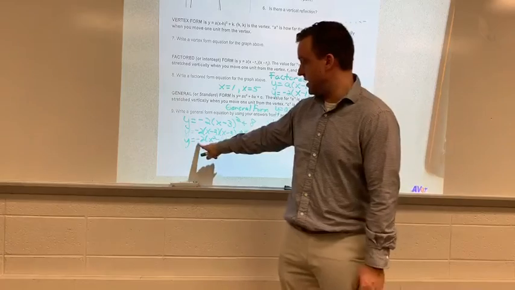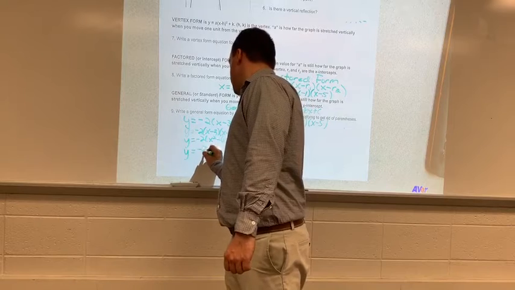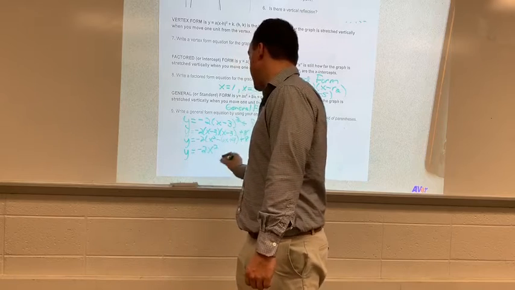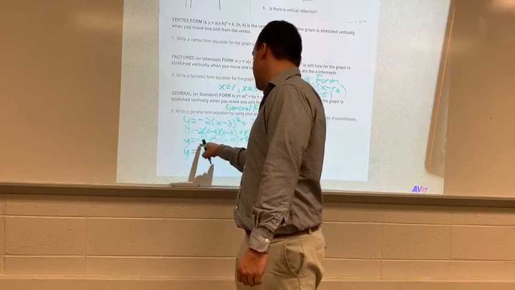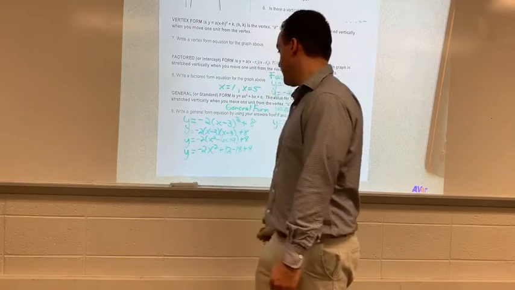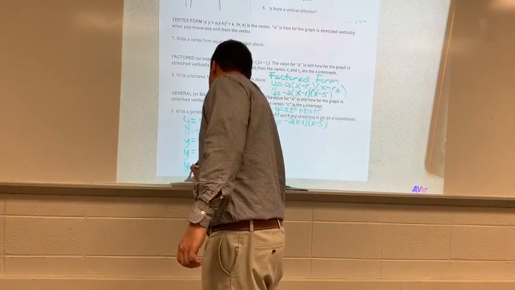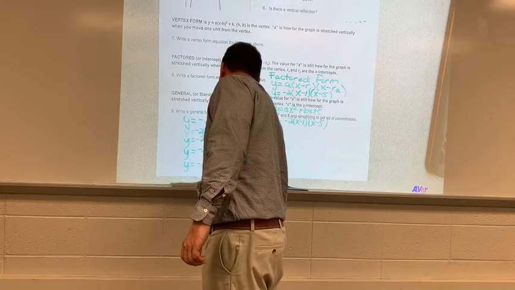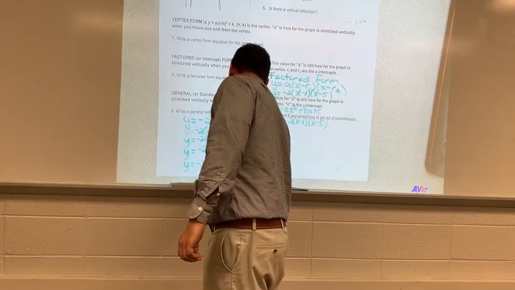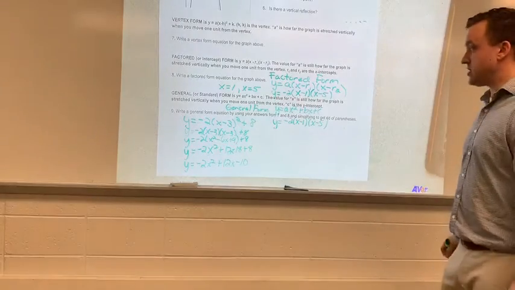Now, order of operations says I need to distribute my -2. So y equals -2x squared. And then -2 times -6 is plus 12x. -2 times 9 is -18, and then plus 8. Simplifying, -18 plus 8 makes a -10. So y equals -2x squared plus 12x minus 10.